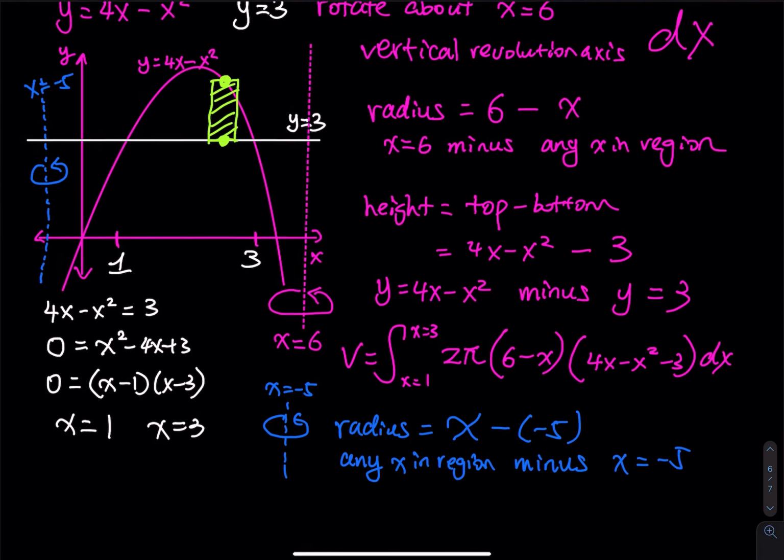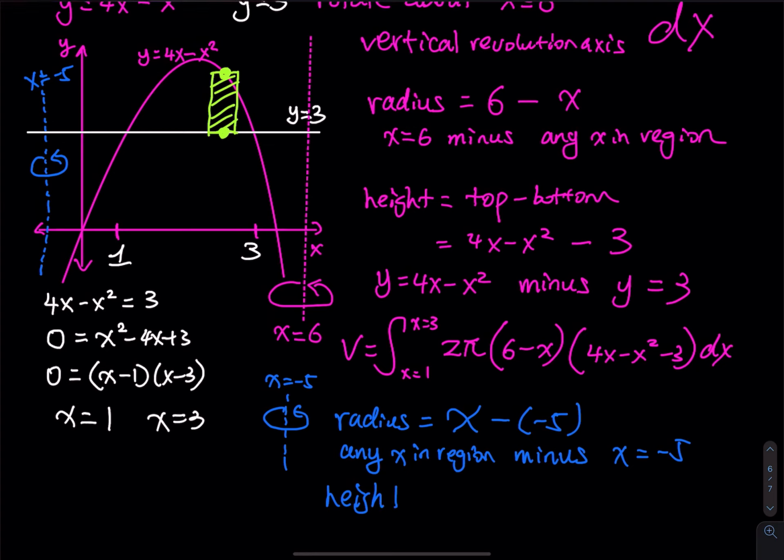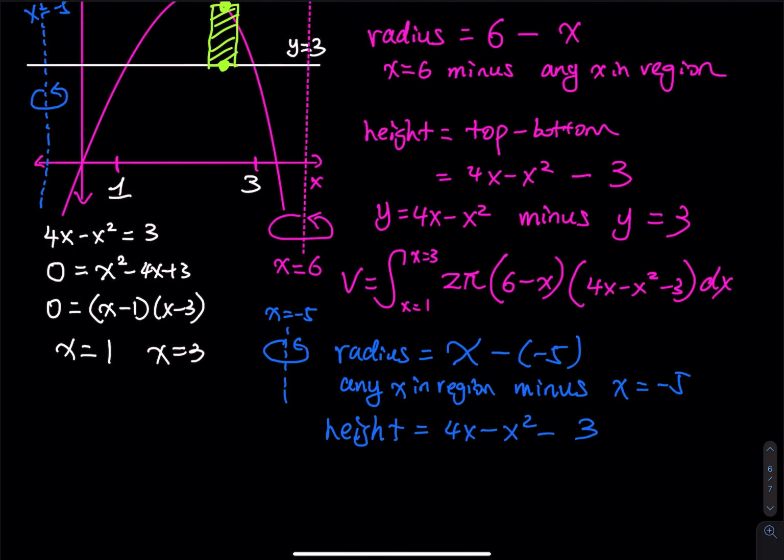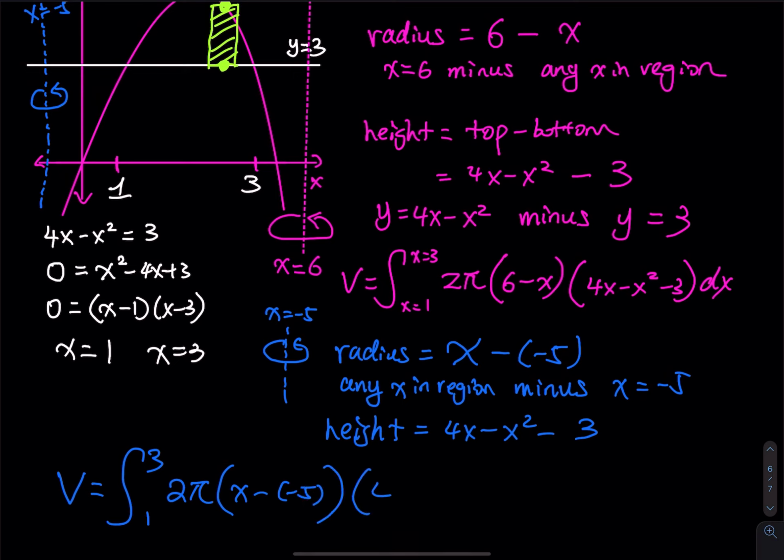And then the height, no change. It's just the top minus bottom, no change. And then when you find the integral, you have V, where x goes from 1 to 3, and then you have 2 pi times the radius, x minus negative 5, and then times the height, 4x minus x squared minus 3, and then dx. To evaluate this integral, you can take the 2 pi out because 2 pi is constant, and then you have to fully open up the two factors and combine the like terms, use the simple power rule to integrate, and then use the fundamental theorem of calculus. You will get the result.